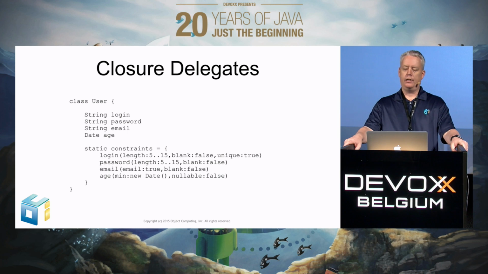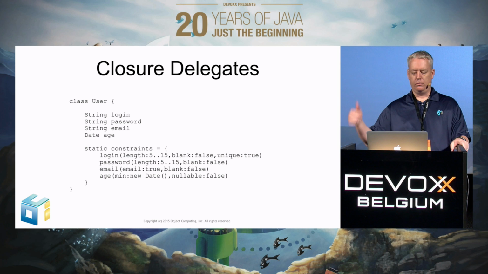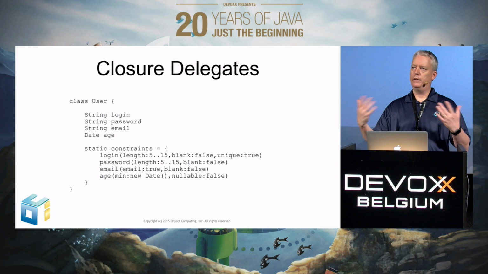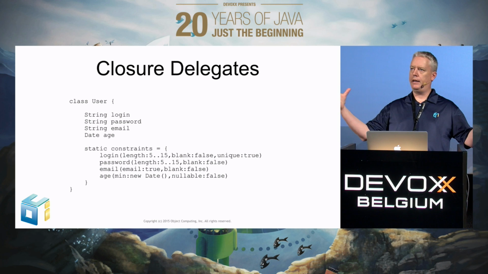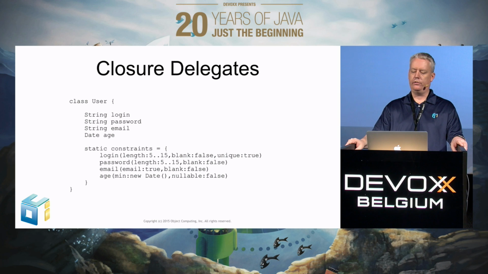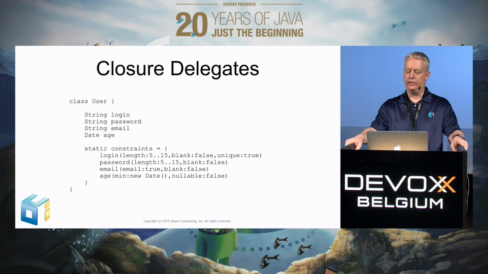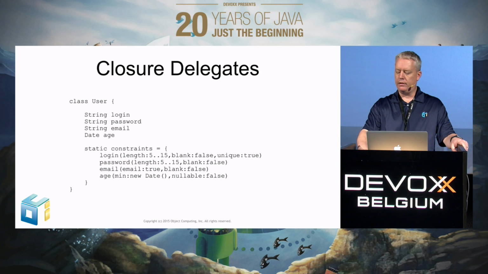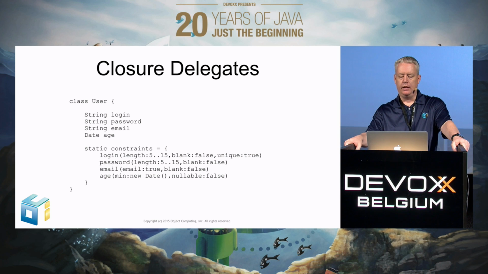Those of you who have done Grails development probably recognize this, right? So in a Grails application, you can declare a domain class, and the domain class can have any number of properties, persistent properties like login, password, email, and age in this case. And then in your domain class, you get to declaratively define some rules for what are valid values for persistent properties in this domain class.